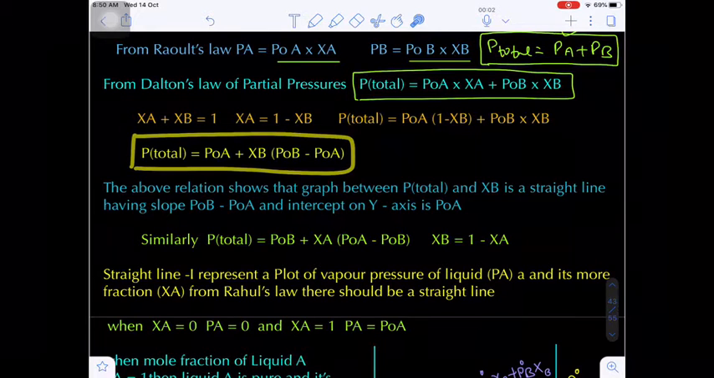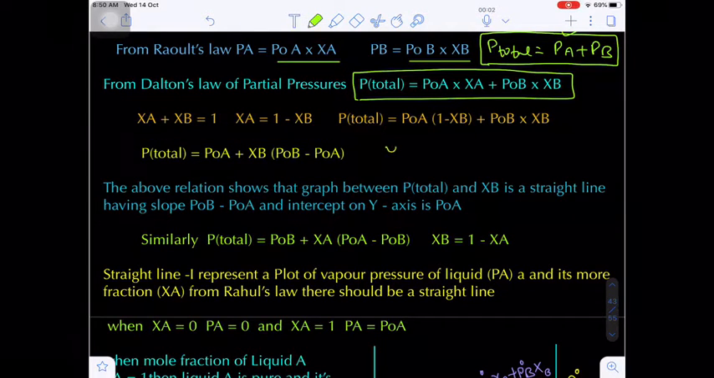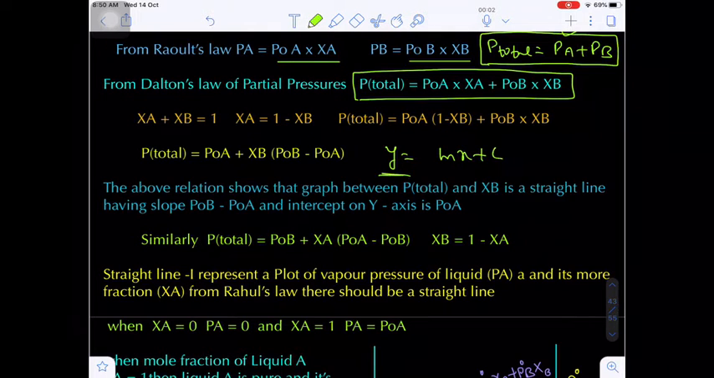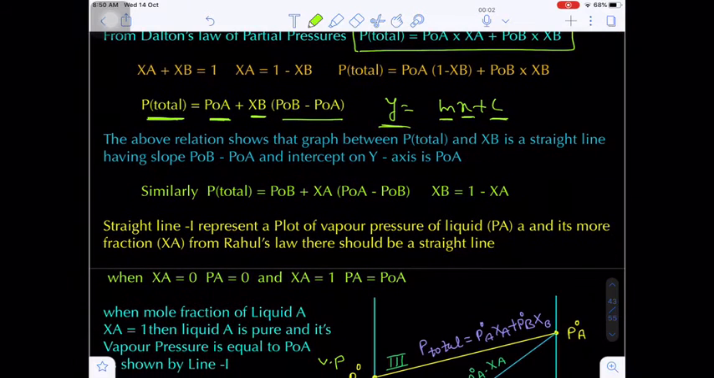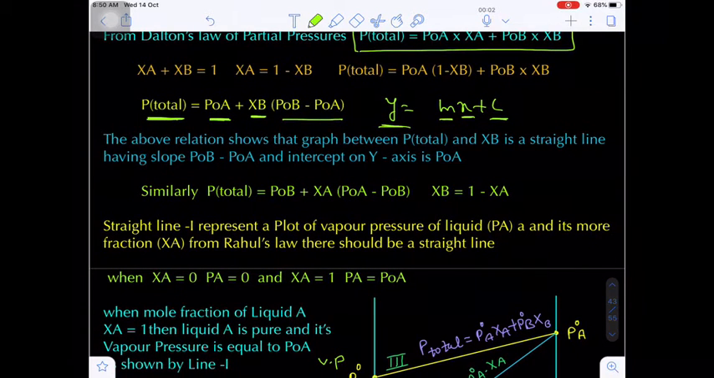If you see this expression, it is in the form of y equals mx plus c, where y is the total pressure, which is taken on the y axis, and XB is the mole fraction of component B taken on the x axis. The slope will be P naught B minus P naught A, and the intercept c on the y axis will be P naught A. Are you getting my point?